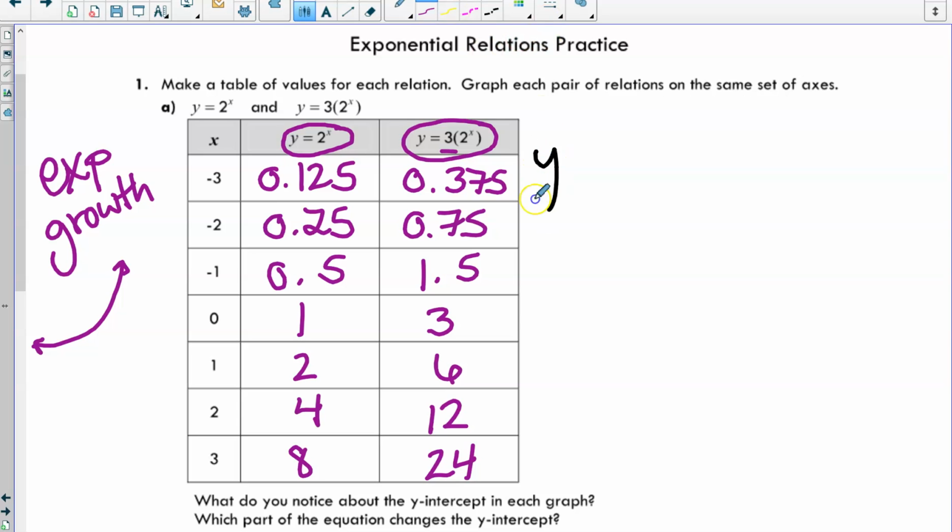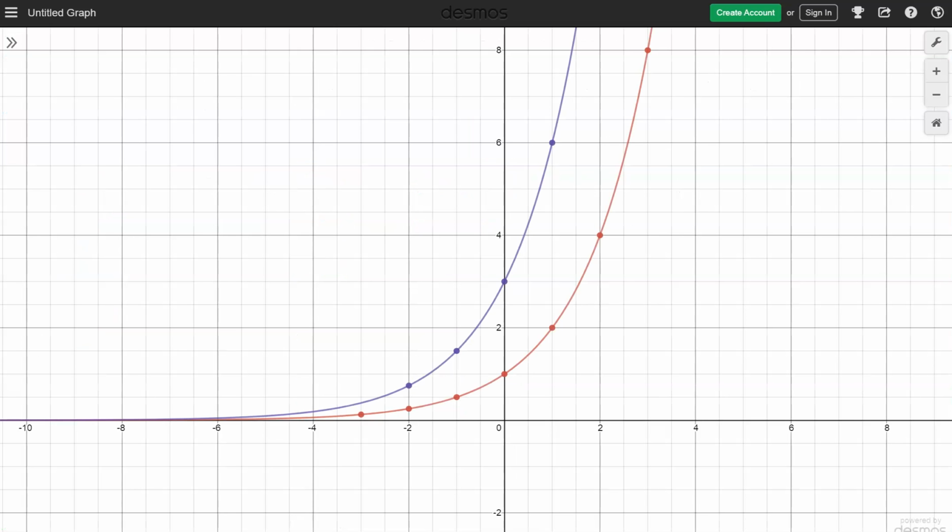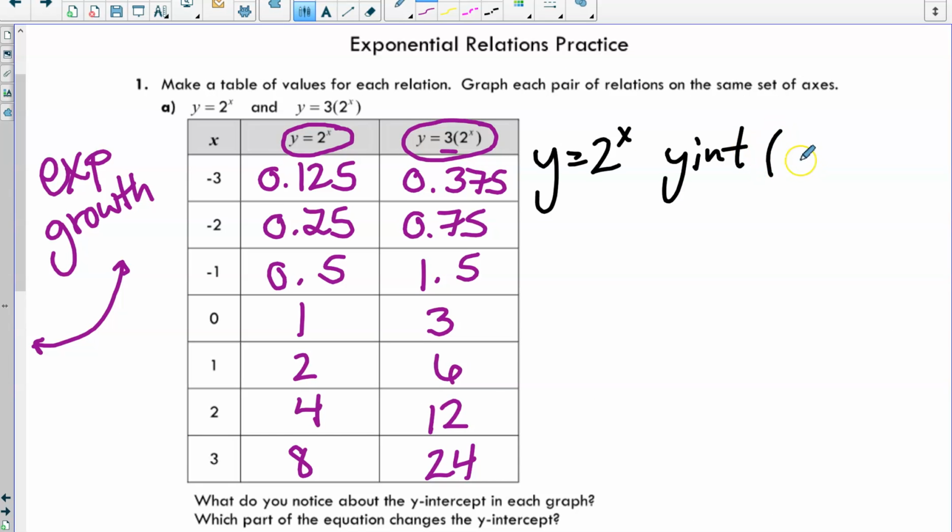So for the first one, y is equal to 2 to the power of x. My y-intercept is when x is 0, right? So it's this point here, or going to my graph, I click on the y-axis to see where it crosses. Remember, this is the y-axis here. Okay, so my y-intercept is the point (0, 1).